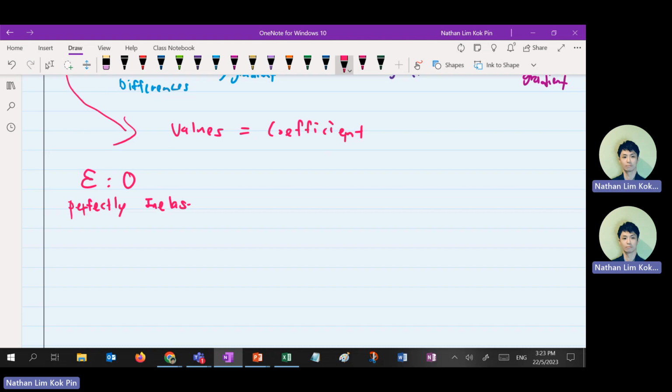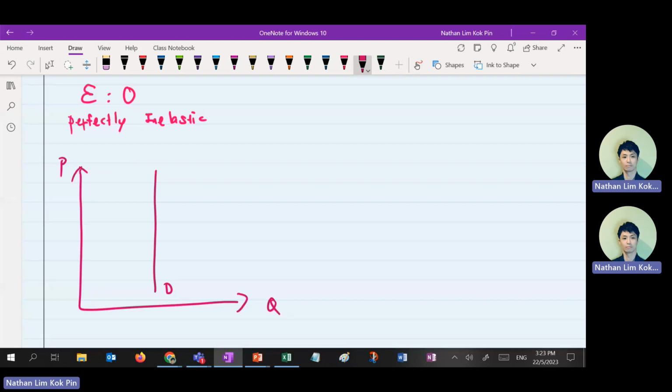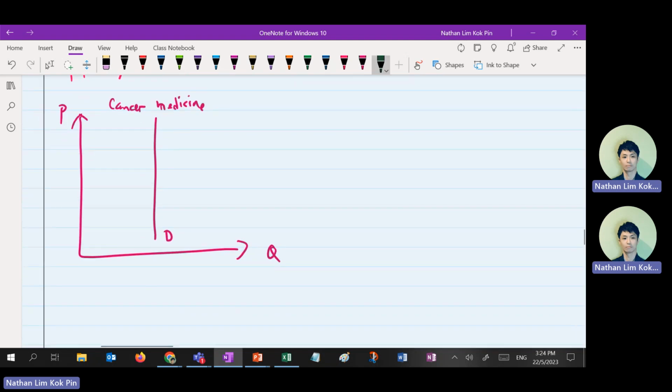I also show you that in order to draw perfectly inelastic, you can use your imaginary line. It must look like an I using imaginary line. And something like cancer medicine is something that you cannot avoid. You must buy regardless of the price, and you will not buy too much, because you don't want to be overdosed as well.